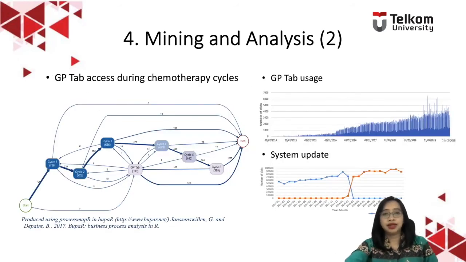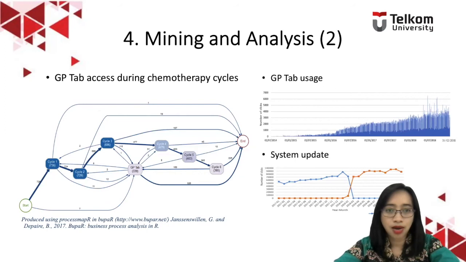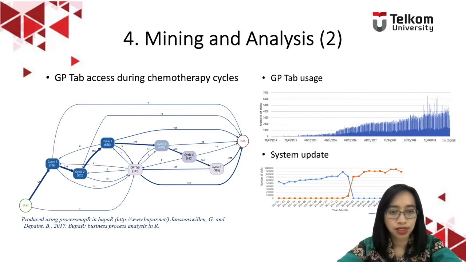And then we also analyze how GP tab was accessed during chemotherapy cycles. We add one event on the event log of cycle 1 to cycle 6, we add one GP tab event, and we can see how GP tab was accessed during chemotherapy. Most of them were accessed after cycle 6, but also after cycle 3, cycle 4, and cycle 5.